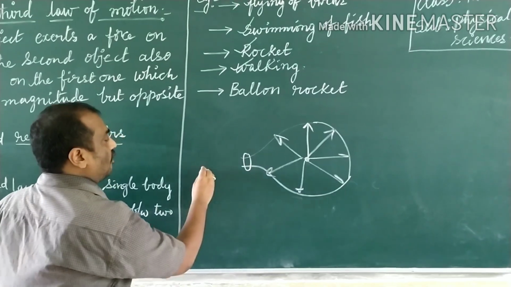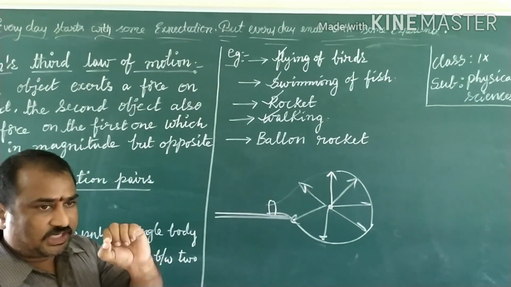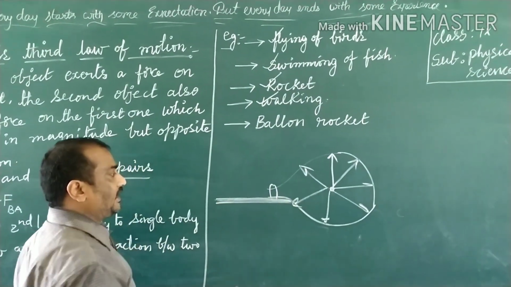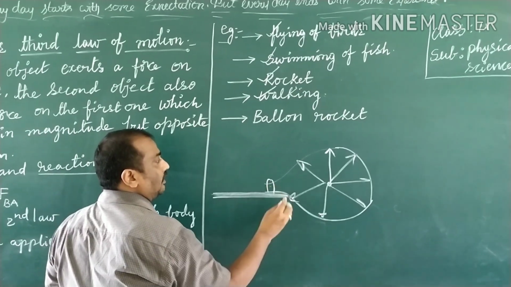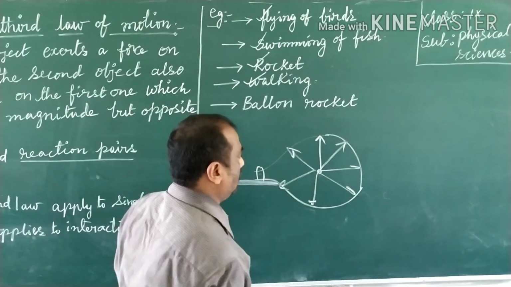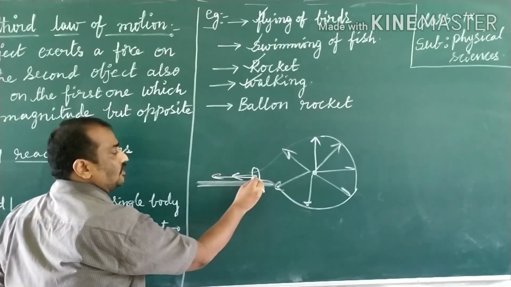Okay, children. Now we can tie this with a bamboo stick, a small bamboo stick or a stick. Now we can release the air. What is happening? The air present in the balloon will be exerted in all directions, but there is only a chance for the air to come out from this nozzle.